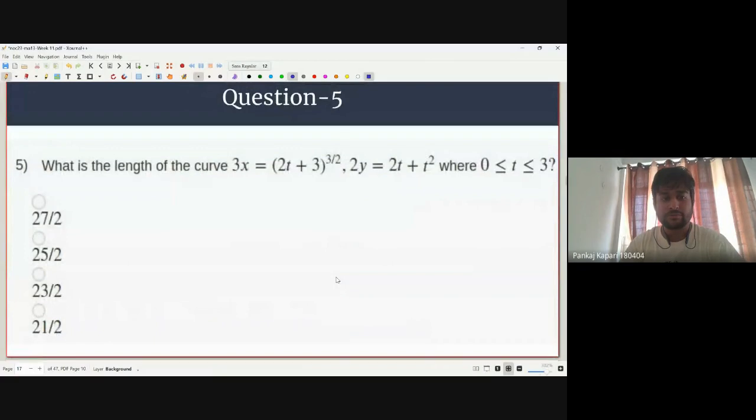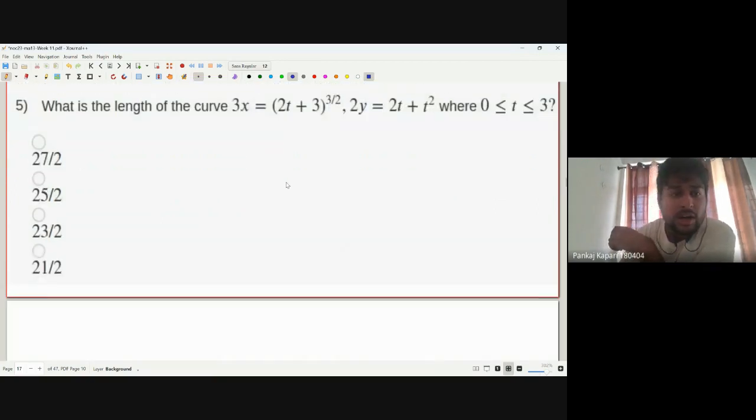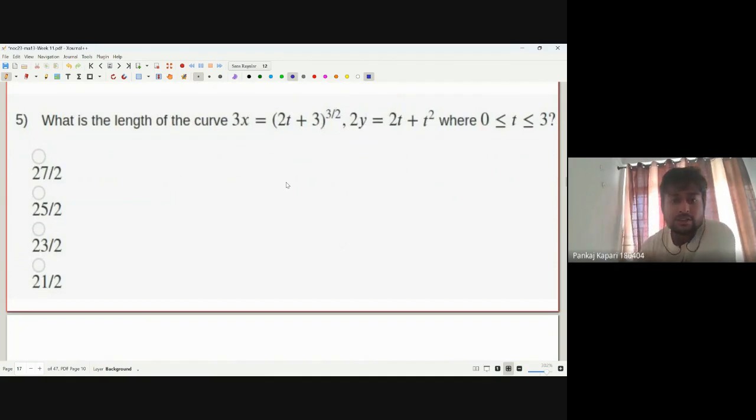So this is our fifth problem, and in this fifth problem, we have to find the length of the curve. Okay, so this time we have to find the length of the curve. So this is a new problem, again an application of an integral. So how do we find the length of the curve? Let me briefly explain this.